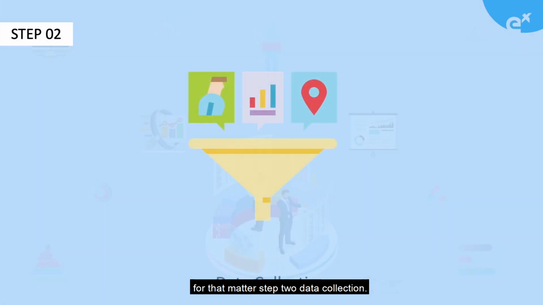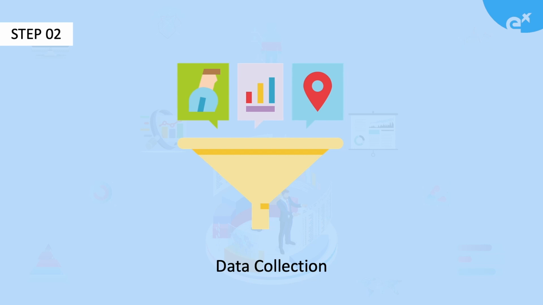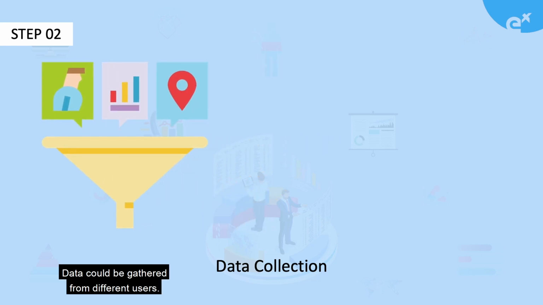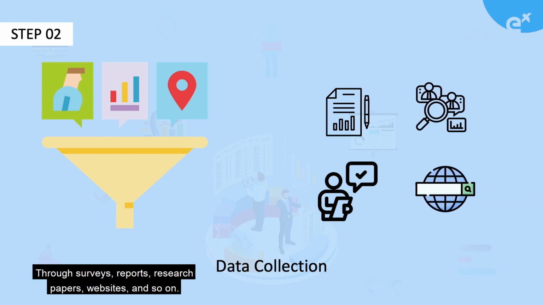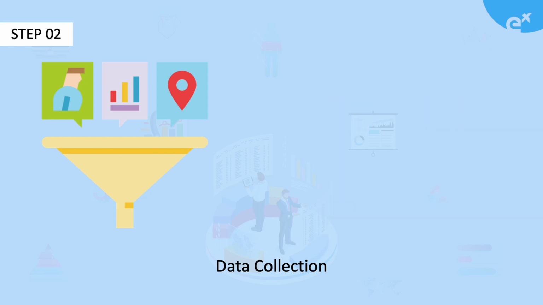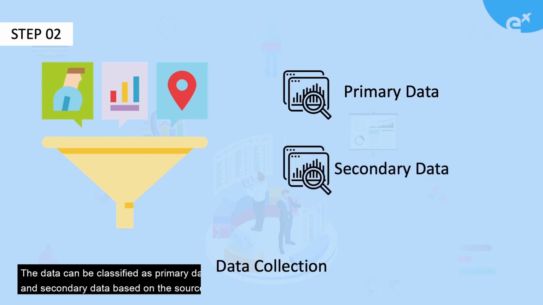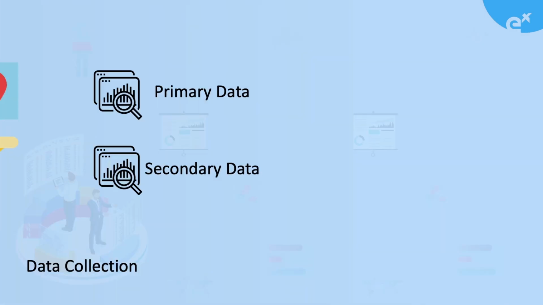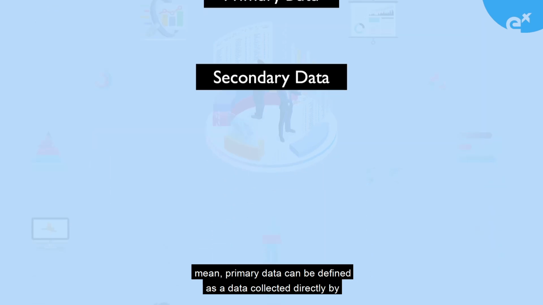Step 2. Data collection. The next step is the collection of data. Data could be gathered from different users through surveys, reports, research papers, websites, and so on. If you think about it, we often see data from different sources around us. The data can be classified as primary data and secondary data based on the source. Let us first understand what primary and secondary data mean.